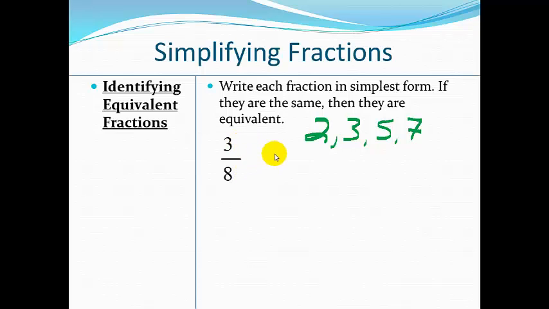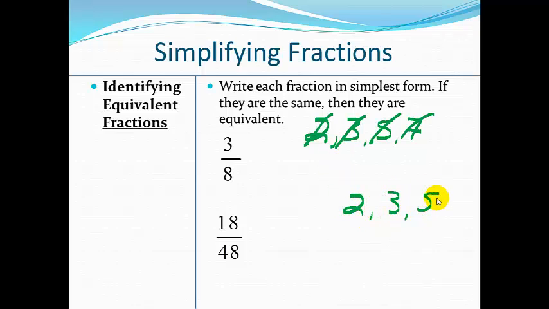So I don't have a 2 in both, so I know that that won't work. And I don't have a 3 in both, so that won't work. And there's not a 5, and there's not a 7. So that's kind of your indicator that those are already in simplest form. But let's take a look at this next one. And going back to my 2, 3, 5, and 7. So I want to look to see, can I pull out a 2? Well, because they're even, I know that I can divide out by a 2. So I'm going to divide by a 2.